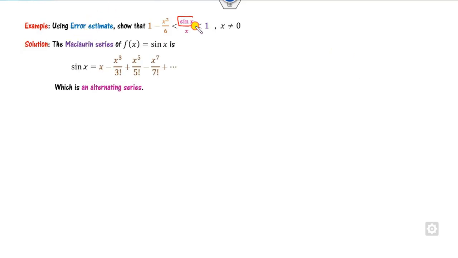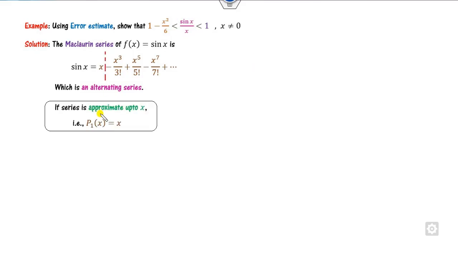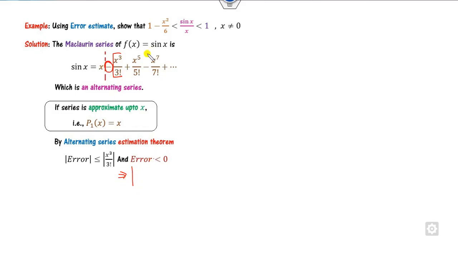Firstly, find the Taylor series or the Maclaurin series of sin x, which is an alternating series. Once it is an alternating series, you can apply either of the methods. So let's start with the alternating series test. Here you can see firstly we can take x as the polynomial with respect to x here. What is the error? Error is this, and what is the sign of this? Error is negative. What is the meaning of the error? Actual value, which is this, minus the approximation, which is x, is less than 0.